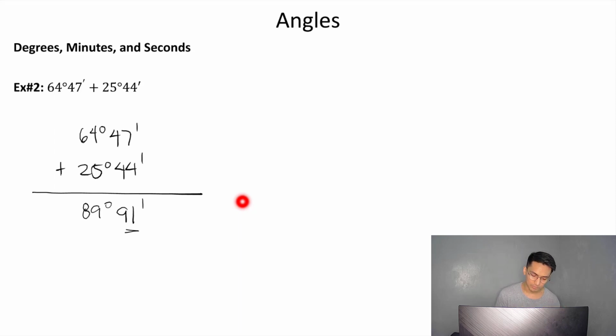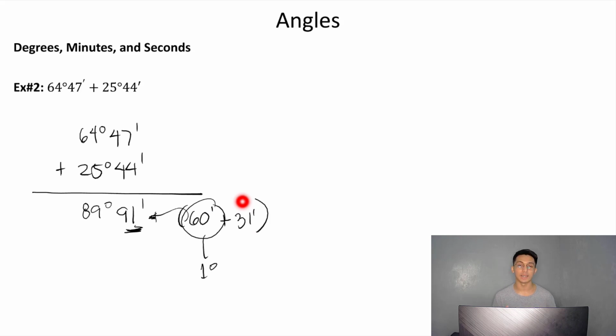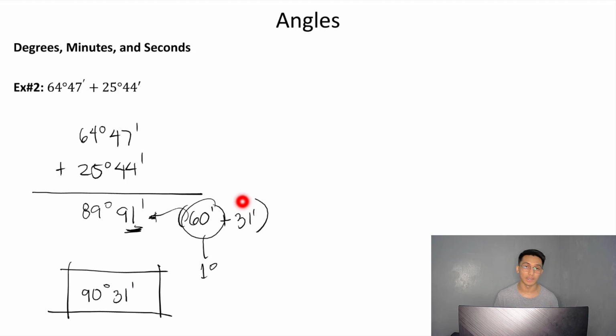So, dito, this is 91. Pag iiwalay natin siya, this is 60 minutes and 31 minutes. Etong 60 minutes na to, na galing dito, kukunin natin and i-convert natin into 1 degree, tapos i-add natin dun sa 89 degrees. Ang final answer natin will be 90 degrees and 31 minutes. This is the final answer for example number 2.